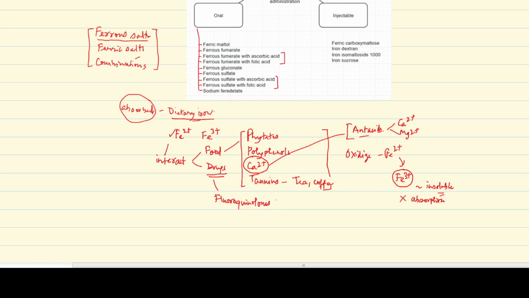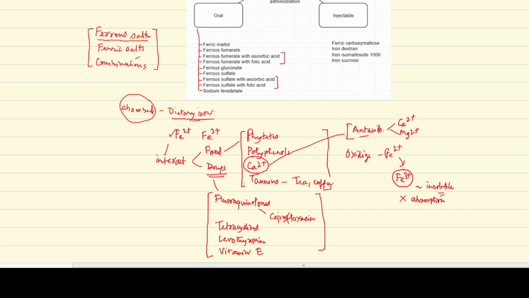One of the most well-known examples of fluoroquinolones would be ciprofloxacin. It could also interact with tetracyclines, could interact with levothyroxine, and it could react with vitamin E. So those are the most important drug interactions.